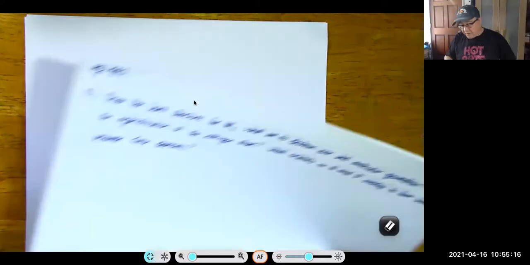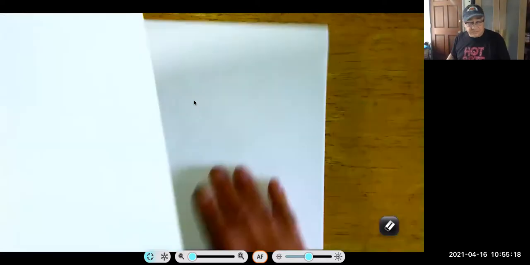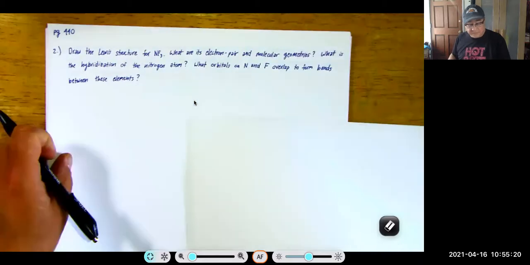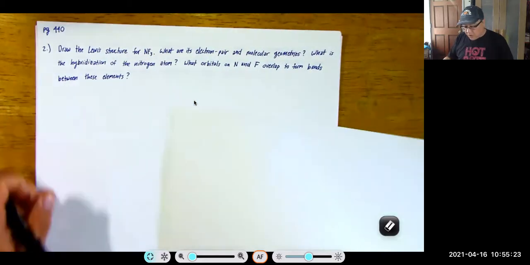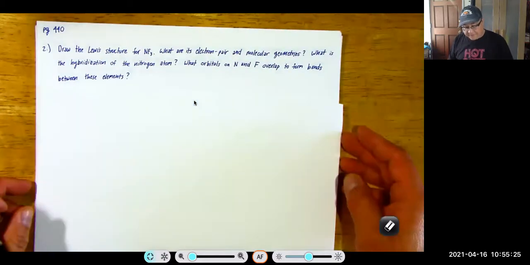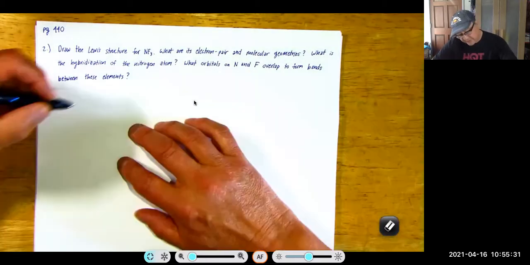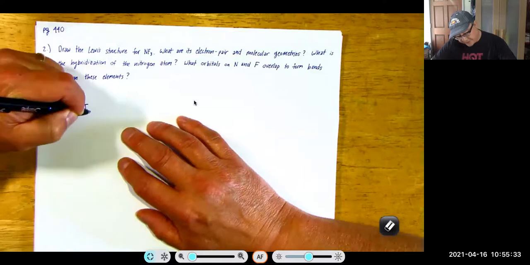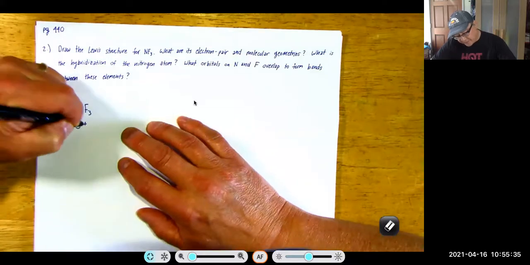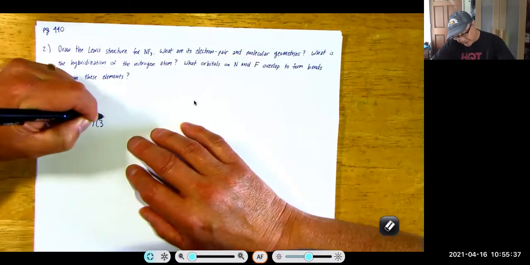So here are some problems from the back of the book. Number 2. Draw the Lewis structure for NF3. So nitrogen has 5 electrons. Fluorine has 7, but there's 3 of them, so that's 26 electrons.